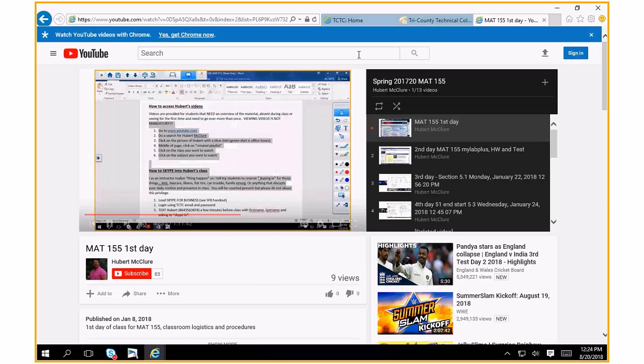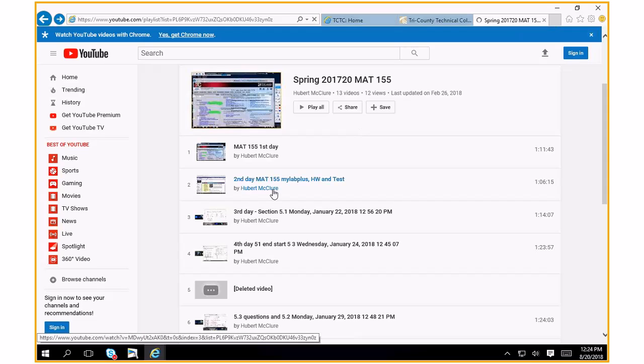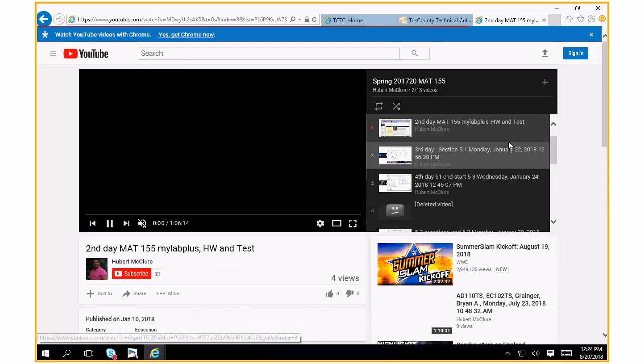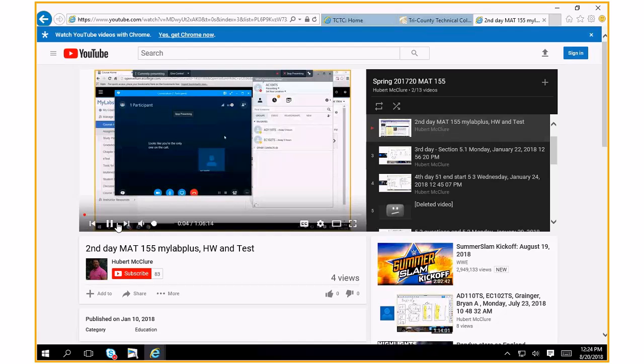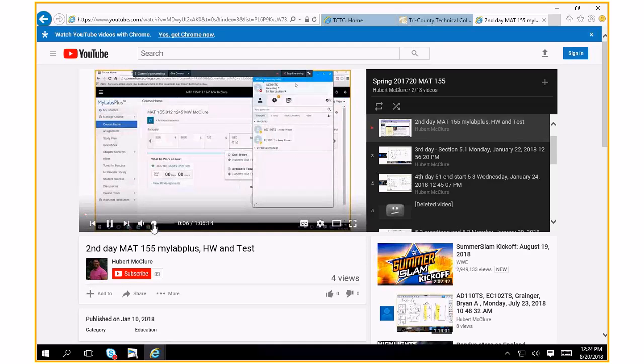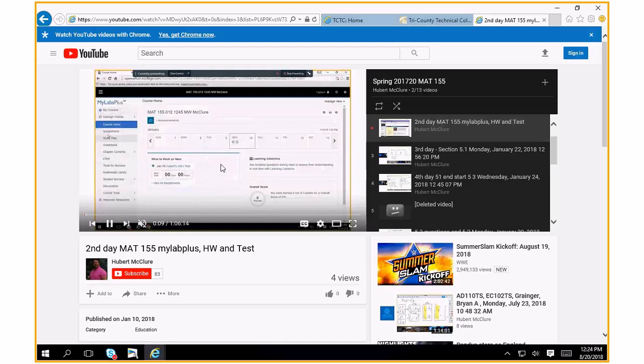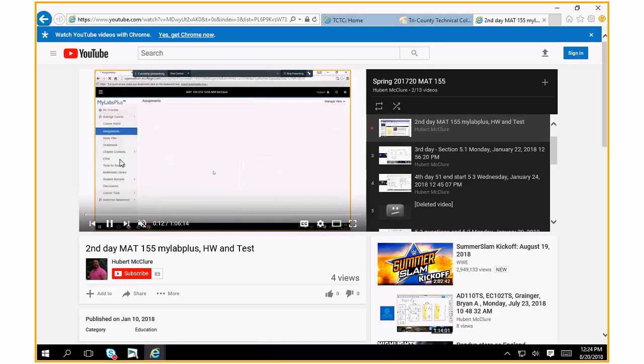What about the second day, Hubert? Second day, you can look at it before you come to class. Second day, what do I cover? MyLabs Plus, homework and test. Okay, you hear the voice. Tells you about what to look for, where to go. I'm going to end today with going into just a little bit of it, okay? So that takes care of that.